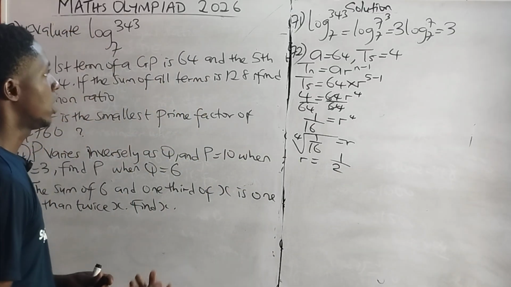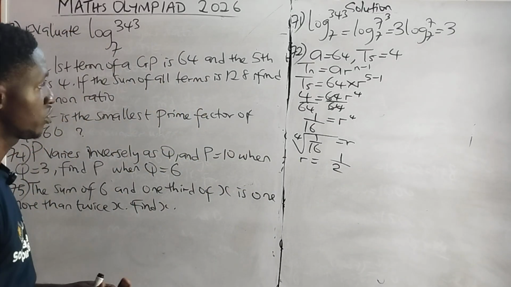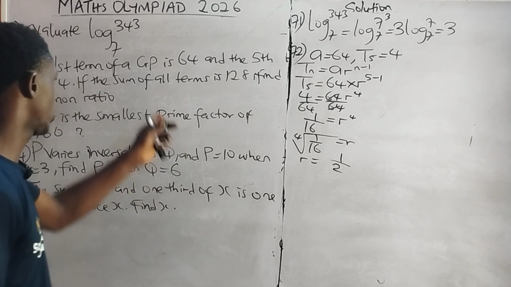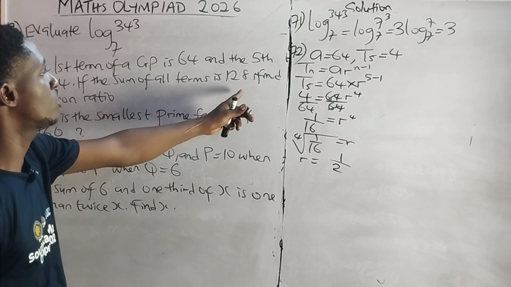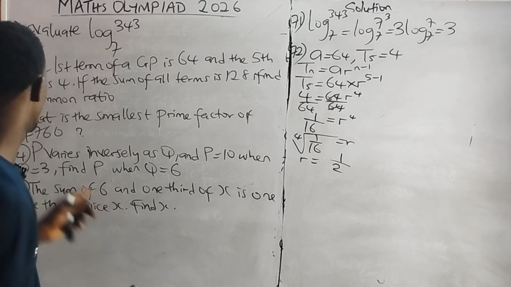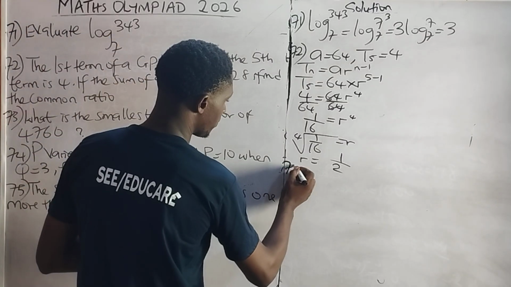Sometimes some of the information given in the question may not be applicable. Like you can see, the sum of all terms is 128, you don't need it. What you're looking for is the common ratio. Let's go to number 73.